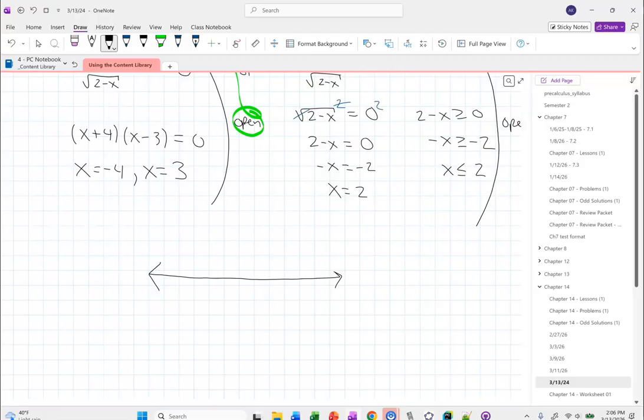So what three numbers should go on my number line in order that they should appear? -4, 2, and 3. Everybody's okay? Is everybody good there?